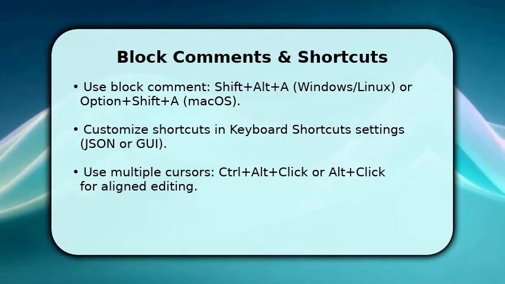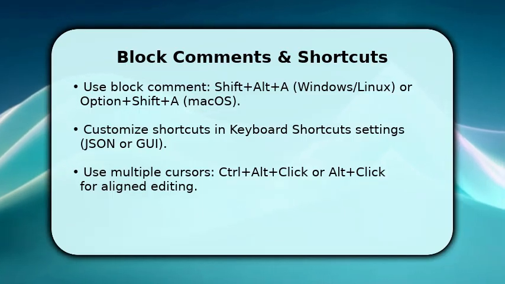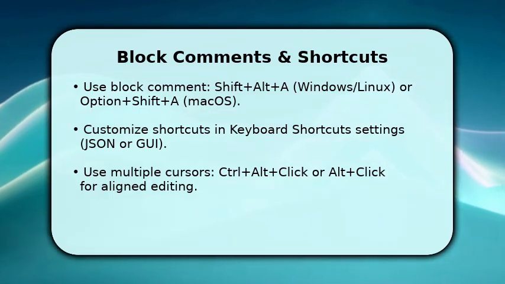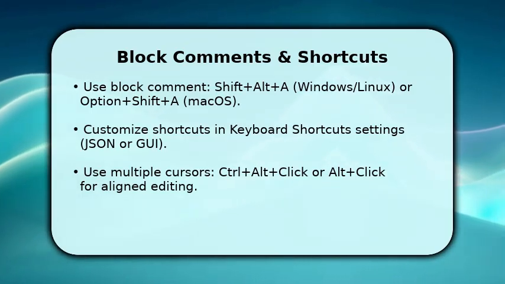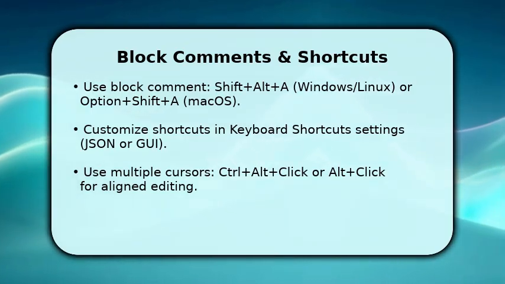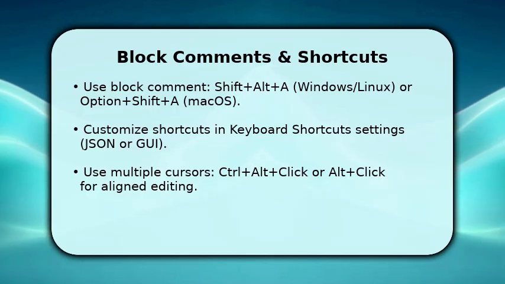If you need different behavior, open keyboard shortcuts and remap toggle block comment or toggle line comment. This ensures your workflow matches muscle memory. Make use of multiple cursors for commenting scattered lines, Control plus Alt plus click or Alt plus click, and then apply the toggle to all cursors at once to save time.